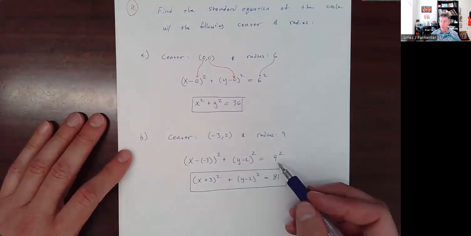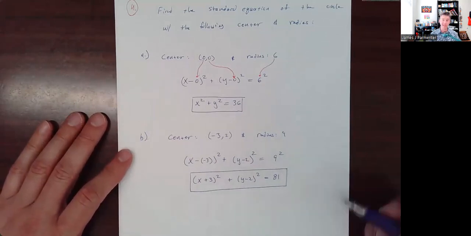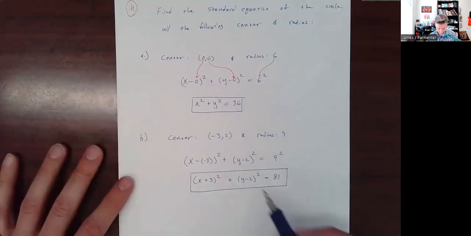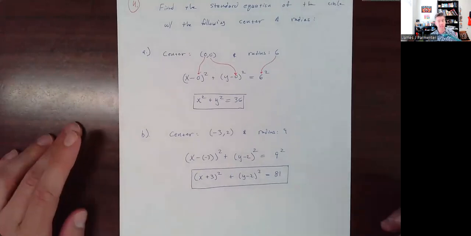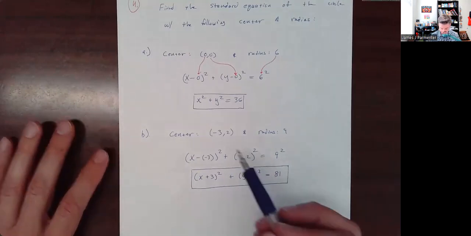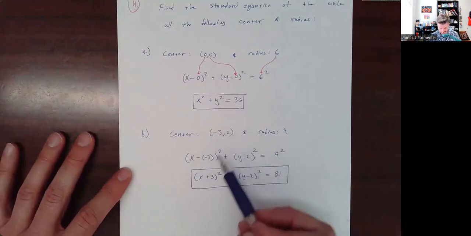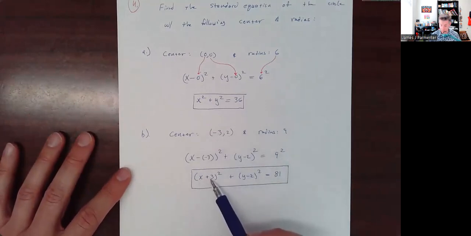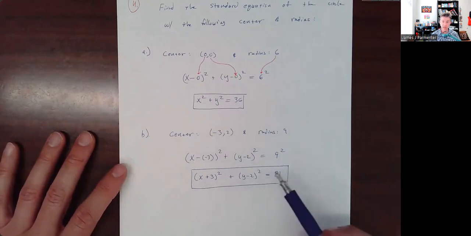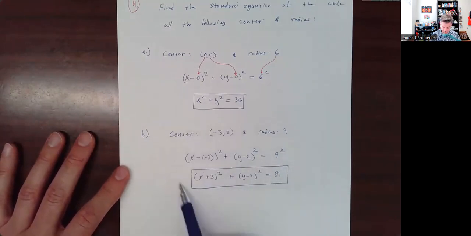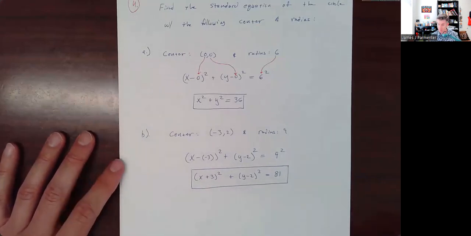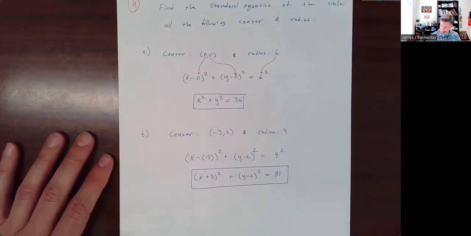It's not the square root of 9, which is 3. It's 9 squared, which is 9 times 9, which is 81. One thing I always think about when I'm doing this is if I plug in the center, if I plug in this value for x and this value for y, -3 plus 3 should be 0, and 2 minus 2 should be 0. So if you plug in the center, the left side of this equation should be 0 plus 0 every time. No exceptions. Let's do maybe 2 more examples.